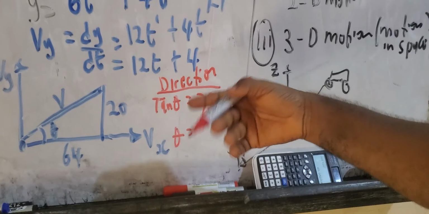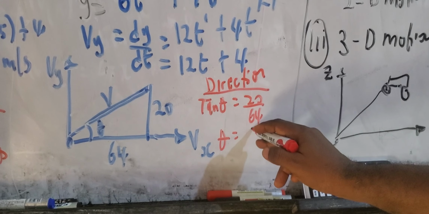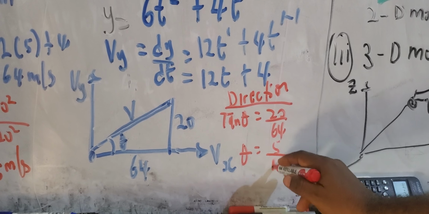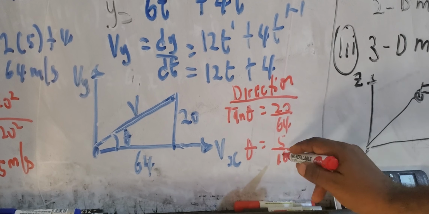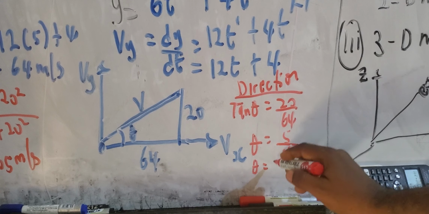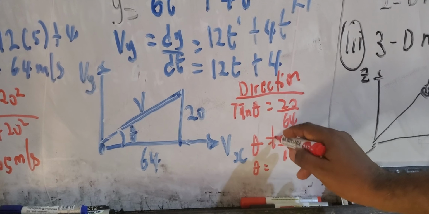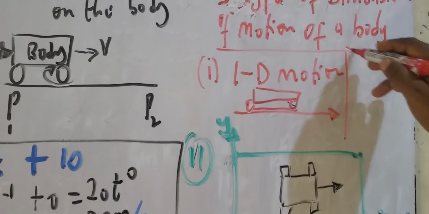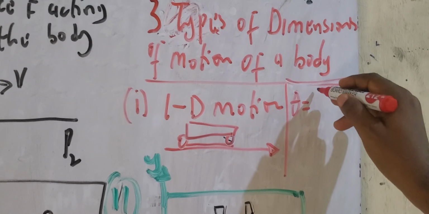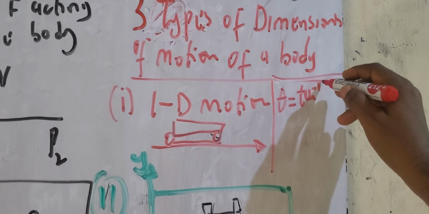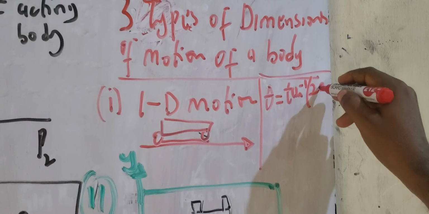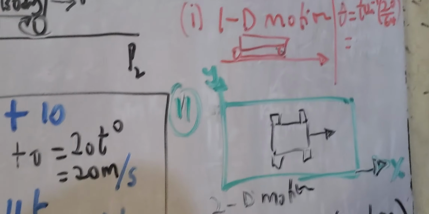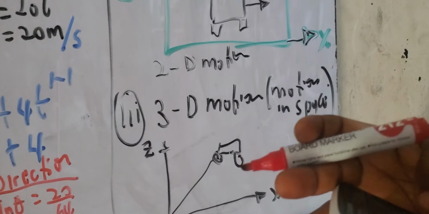This 20 divided by 4 is 5, and 64 divided by 4 is 16. So if you take the tan arc of this, let me write it somewhere here. Theta is equal to tan arc of 20 divided by 64. If you press your calculator, tan arc of 20 divided by 64.